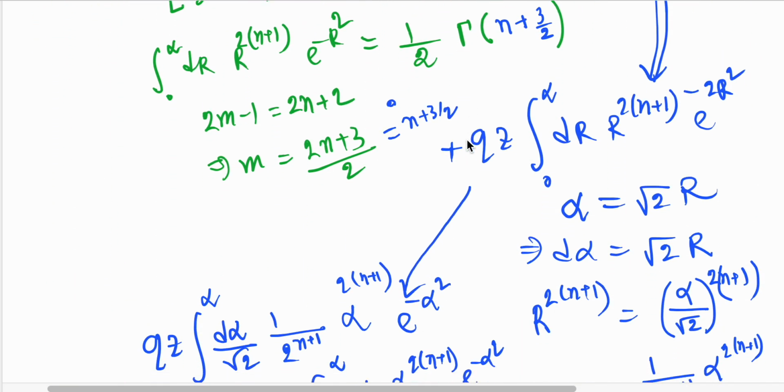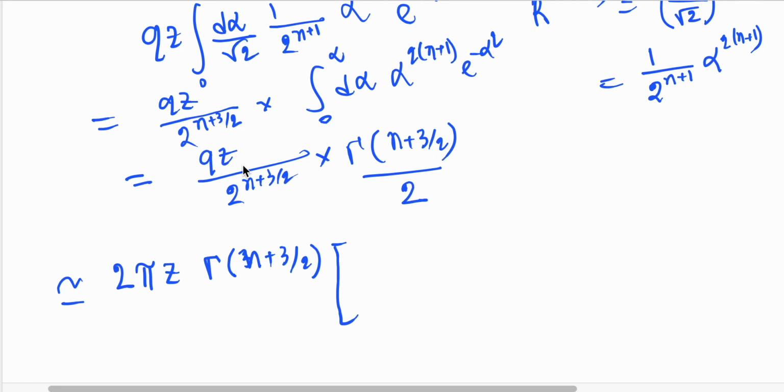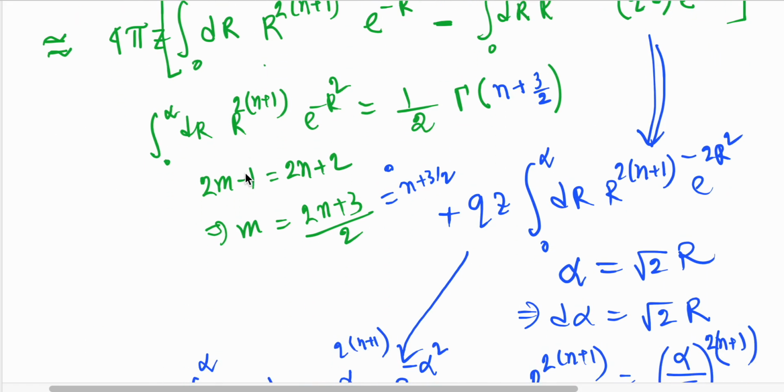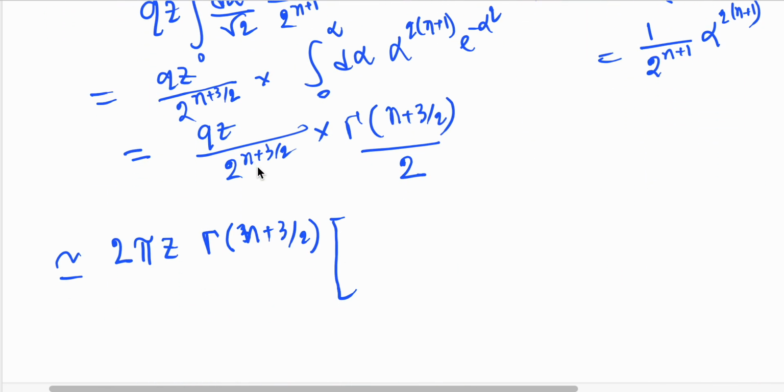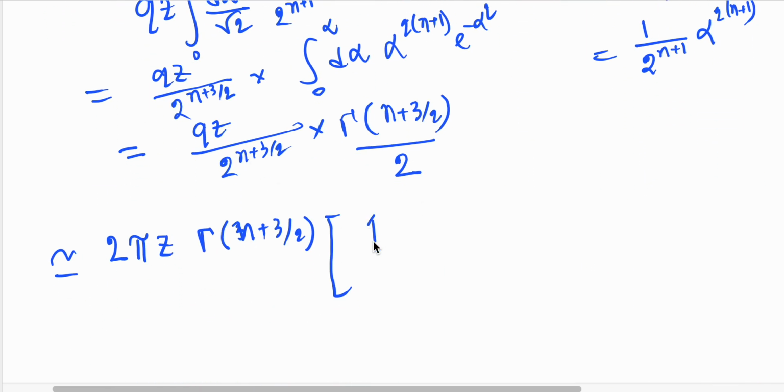And what other things remain is the first term. In the first term there is no other term remaining, so it is actually 1. And in the second term the only remaining thing is qz by 2 to the power n plus 3 by 2. So let me check, is it correct? 2 pi z gamma n plus 3 by 2, 1 minus qz by 2 to the power n plus 3 by 2, right?